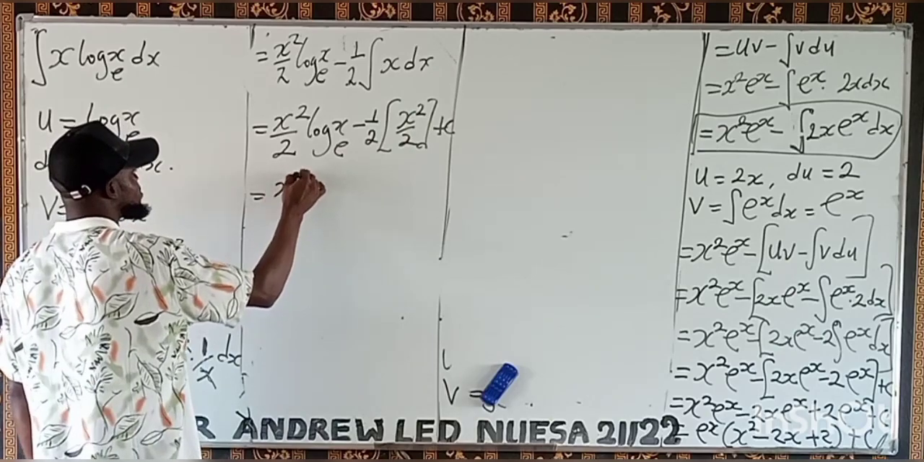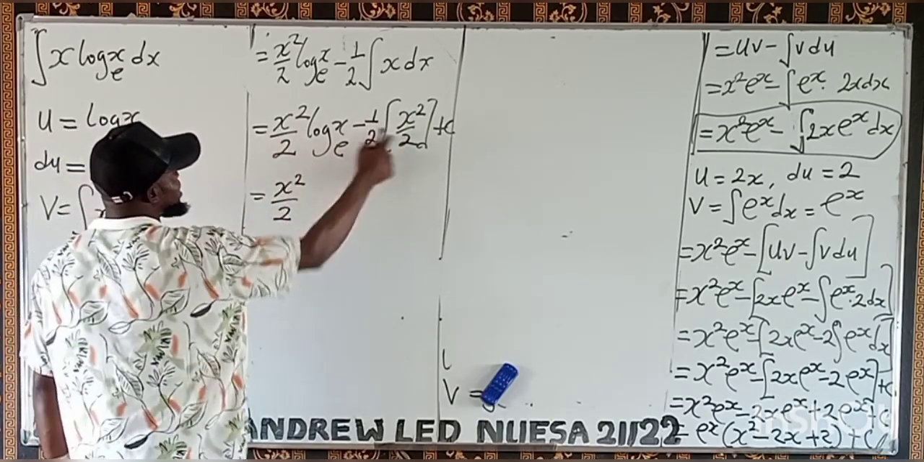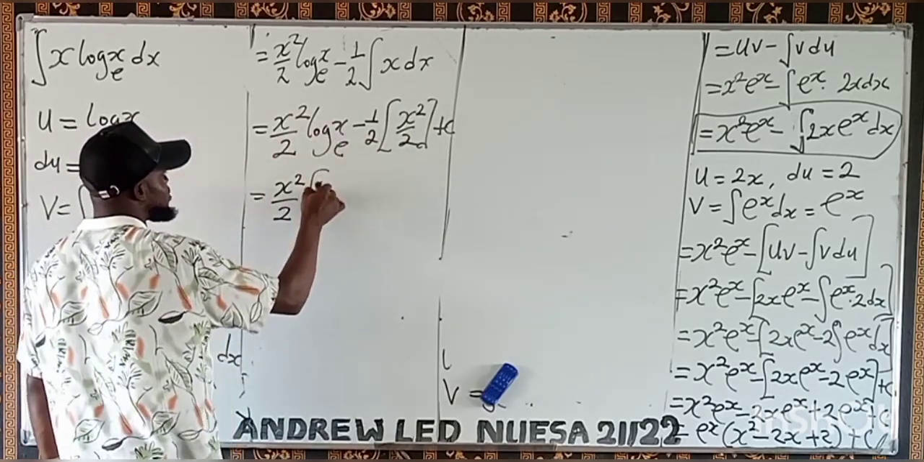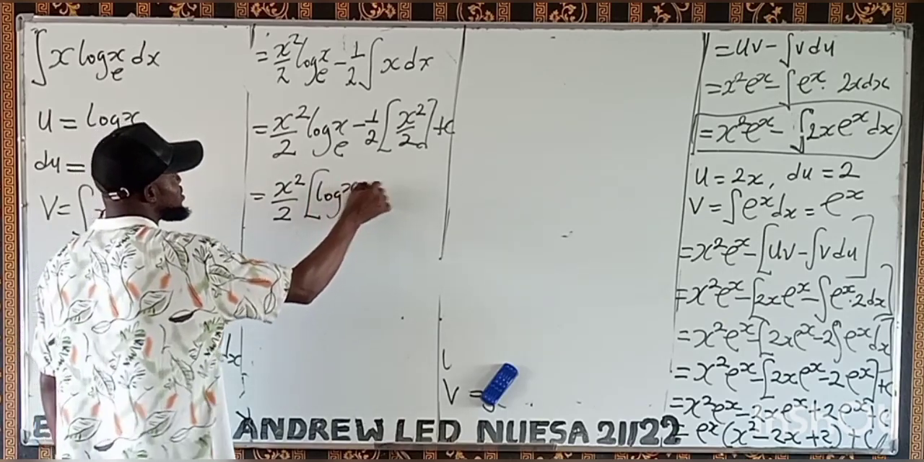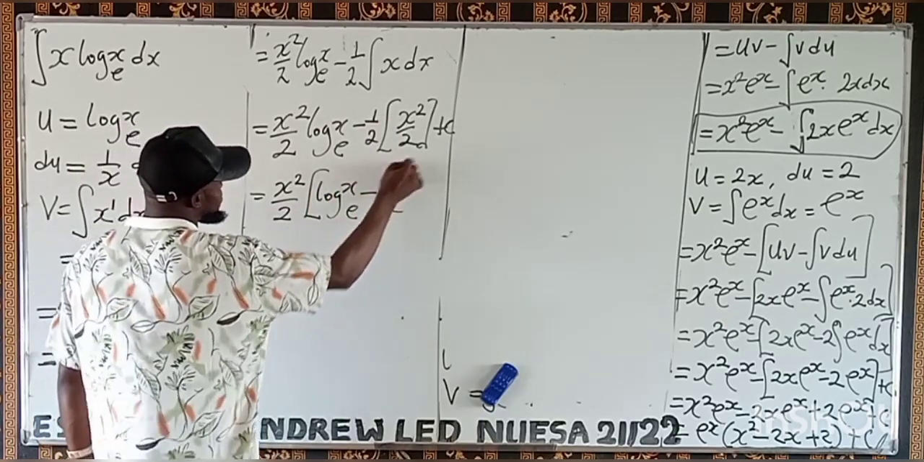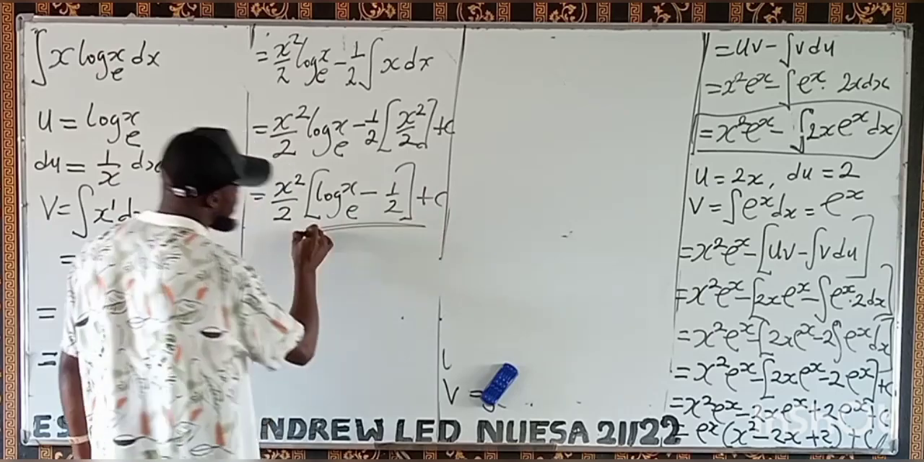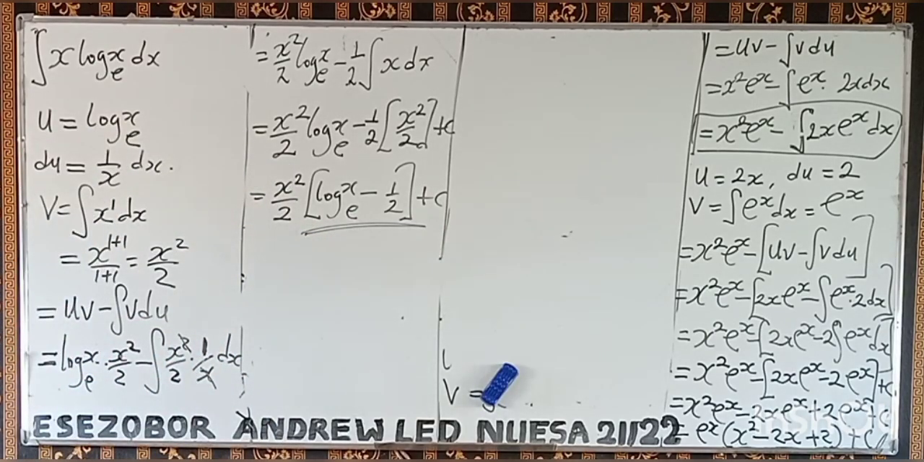You can move it out, we have s squared over 2 here and here in brackets. What do we have left here? Log x to base e. And what do we have left here? 1 over 2 plus c. This is what we have here.